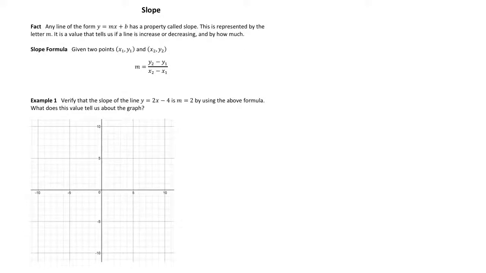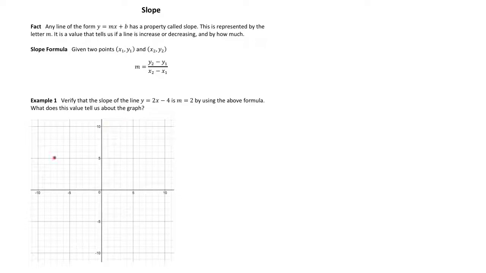Any equation of the form y equals mx plus b has a property called slope. It's the number here, which is represented by an m, and it has this formula that I wrote down here. In example 1, we have y equals 2x minus 4, the line from our previous lesson. And since the number here is a 2, that would be its slope.